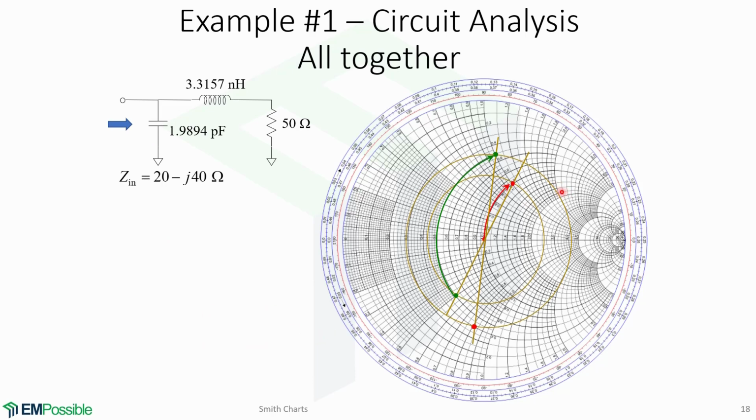This is how it looks putting all the steps together. First we start with the resistor, then we add the series inductor. To add the shunt capacitor, we convert to admittance, and then we move along the admittance circles. To get the input impedance, we convert back to impedance again, and we arrive at the final value.